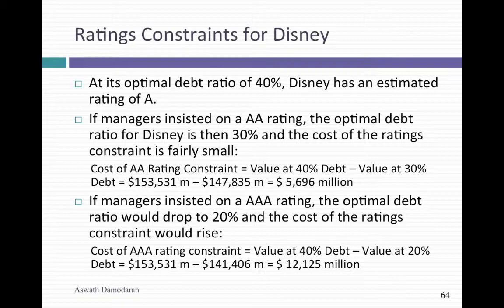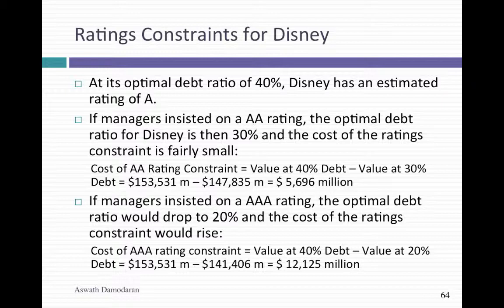And now you calculate the cost of the ratings. It's not too bad of a cost. It's the difference between the value of the firm at 40% and the value at 30%. So that's only about a $5.7 billion difference. If the managers insist on a AAA rating, the optimal debt drops to 20%.